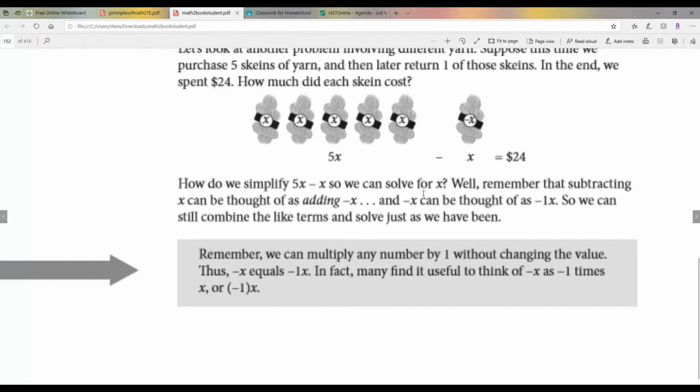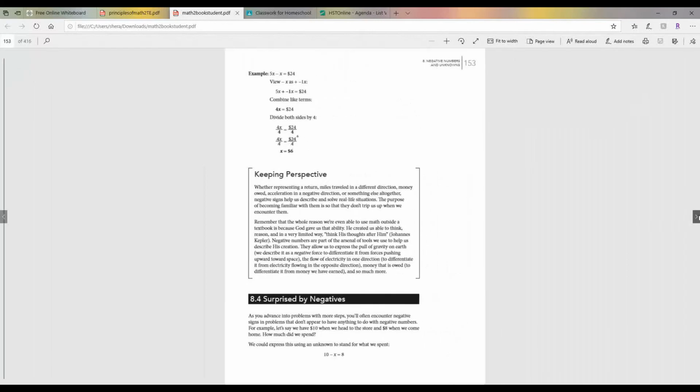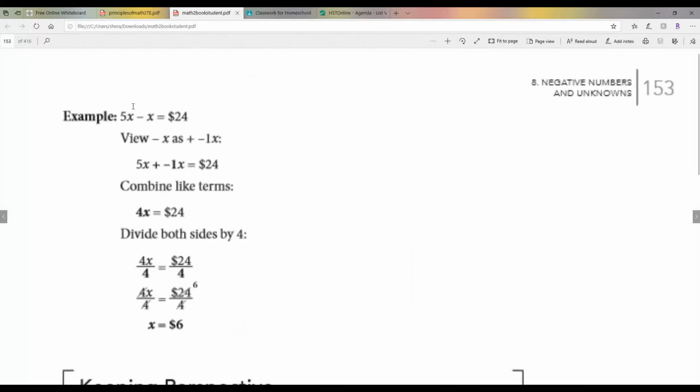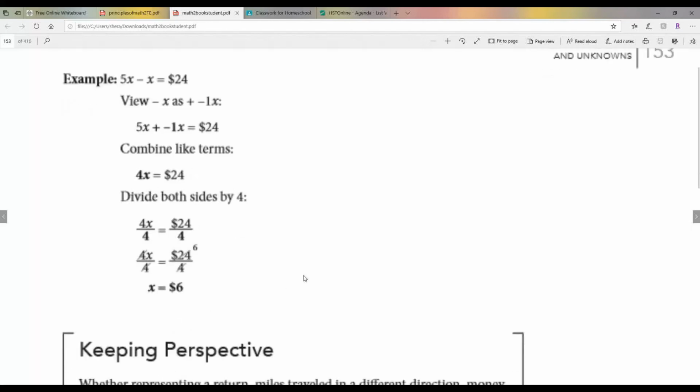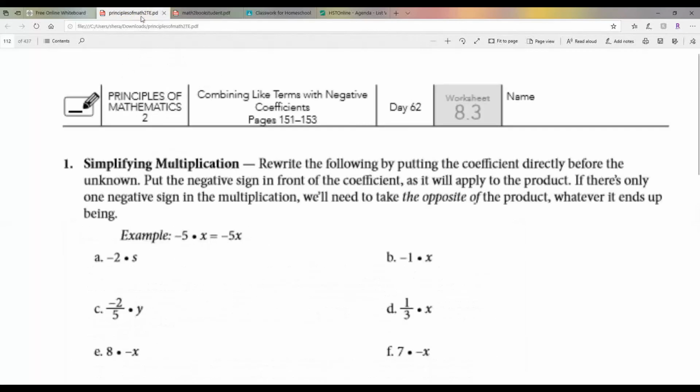Remember that there's a 1 right here in front of this. Okay? So we can still combine the like terms just like we've done before. Remember, you can multiply any number by 1 without changing the value. That's why we say there's 1 here. Okay? Let's look how they finished it right here. So 5x minus x equals 24. Combine like terms, or subtract like terms in this one. Okay? 5x minus x, same as this, gives you 4x equals 24. Divide both sides by 4, you have x by itself. Makes sense? All right, let's look at our worksheet.